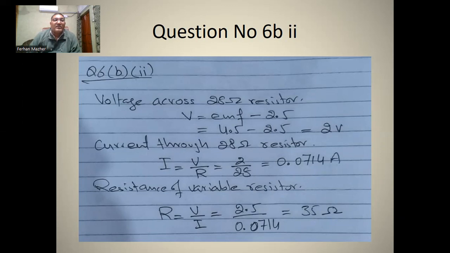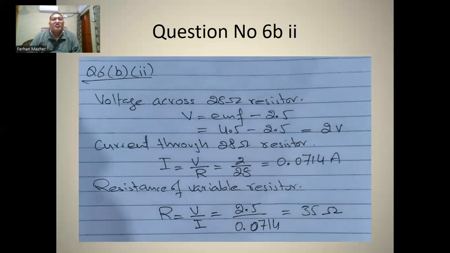So the current flowing through that resistor will be 0.0714 ampere. Now the resistance of the variable resistor: because both of them are connected in series, whatever current is flowing through the 28 ohm resistor, the same current is flowing through the variable resistor. So R is equal to V by I. Now I know the voltage drop across the variable resistor, and I also know the current flowing through it. So now I can calculate the resistance of the variable resistor.